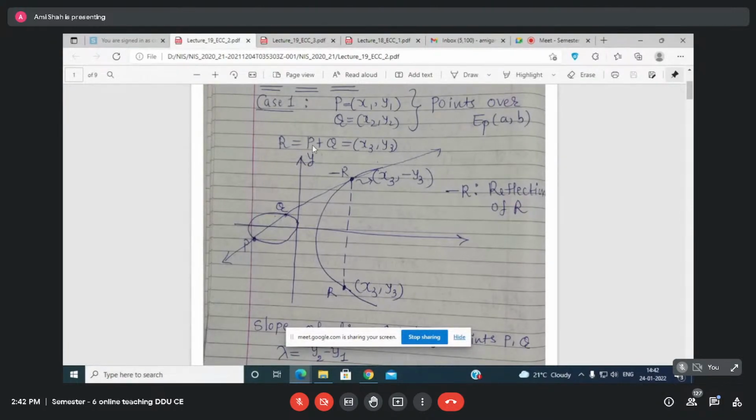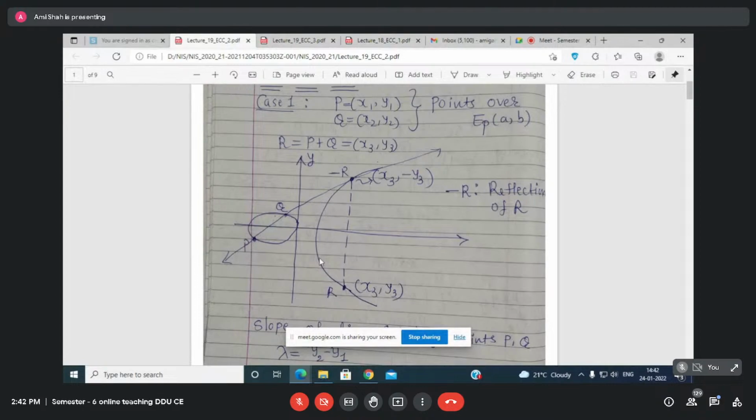Again, I repeat, here the operation is the addition of two points. Here it's (x1, y1), there is (x2, y2), and when I add these two points, I get another point, (x3, y3), on the curve. So R equals P plus Q. Now see this figure.